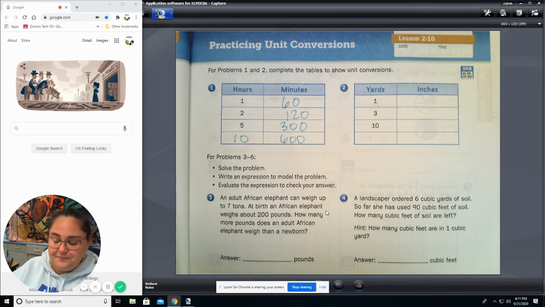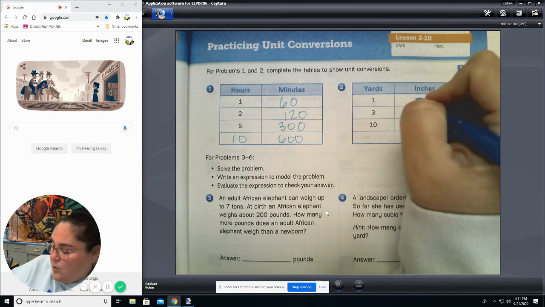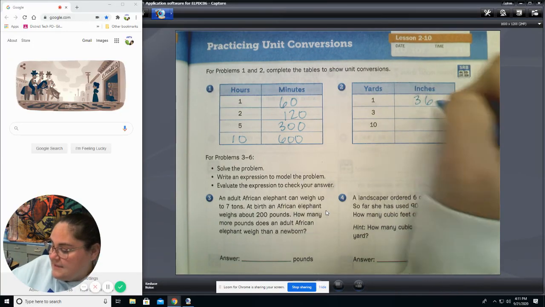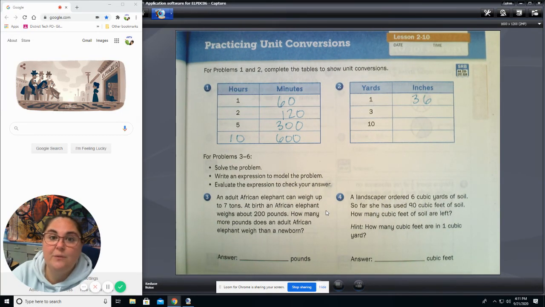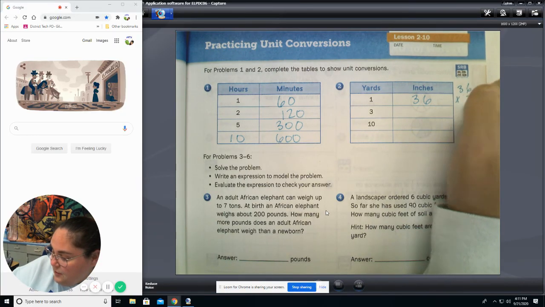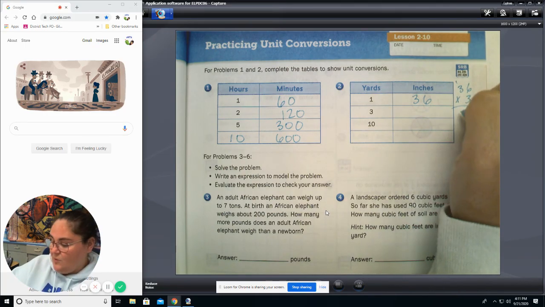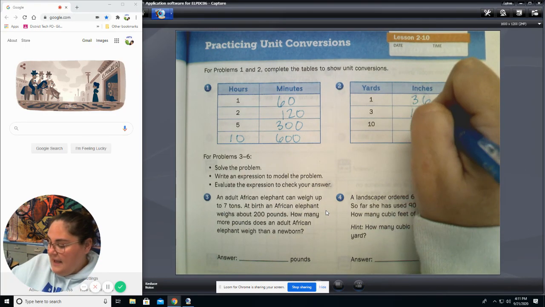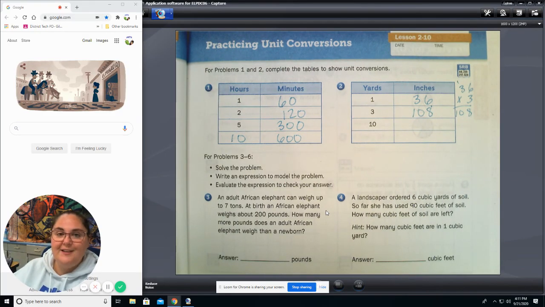So I know that 1 yard is the same as 3 feet. And I know 1 yard is 36 inches. So 3 feet equals 36 inches. So how many inches are in 3 yards? Well, to do this, you're going to multiply 36 times 3. 3 times 6 is 18, carry my 1. 3 times 3 is 9, plus 1 is 10. 108 inches in 3 yards.